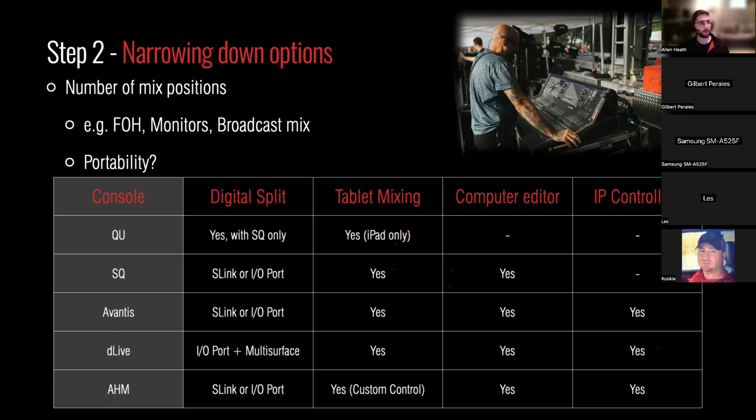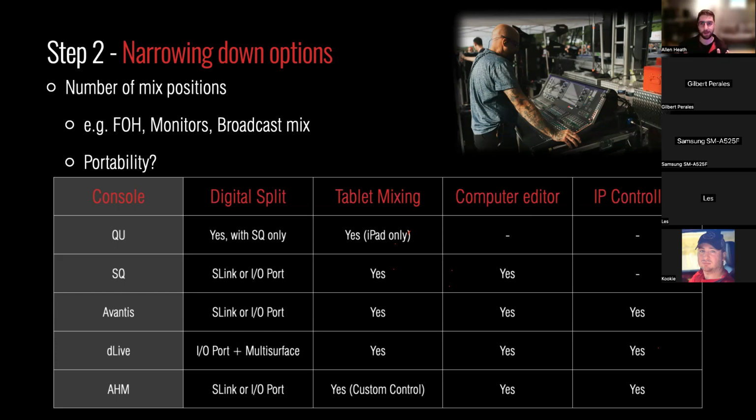And so these are all the different options for each of the consoles. So with a Q, you can mix on the console itself. You could do a digital split over to an SQ that adds another mix position. You can add an iPad, that's another mix position, but it's not as expandable as the other series, as you can see. So SQ, you can expand over the S-Link port or an IO port to another console. You can add a tablet, you have a computer editor, and those can all add mix positions with a tablet or a computer that don't necessarily need to add another console to it.